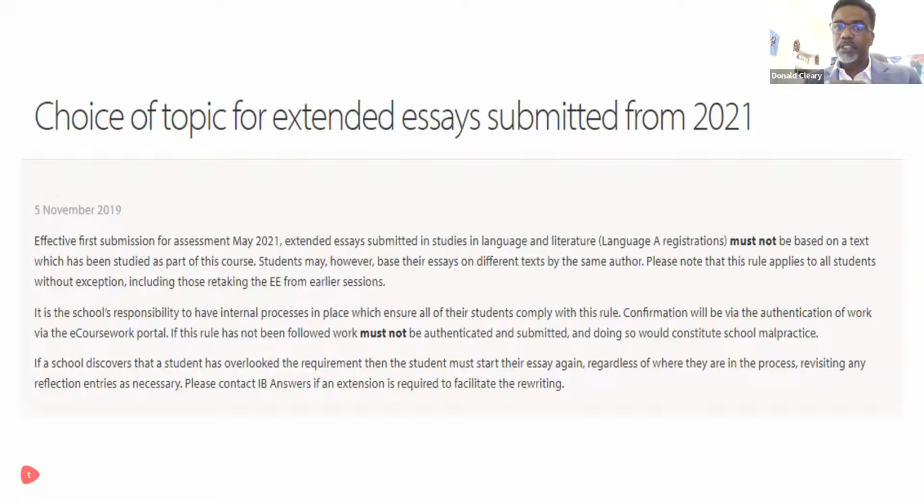Students cannot use the same material that was taught in class for an extended essay. That rule was not explicitly stated anywhere else previously; it's now explicitly stated. So if I teach The Handmaid's Tale in school, the student cannot use The Handmaid's Tale as their extended essay work. They can still use Margaret Atwood, but they can't use the same novel.